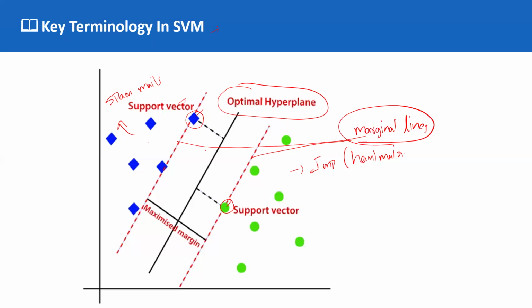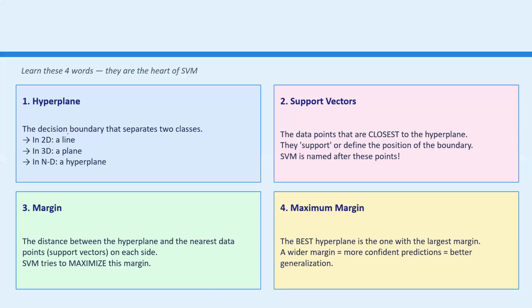Let's say here, the hyperplane is the decision boundary which is separating the two classes. In 2D, it looks like a line. In 3D, it looks like a plane. In more than 3 dimensions, it is called a hyperplane.